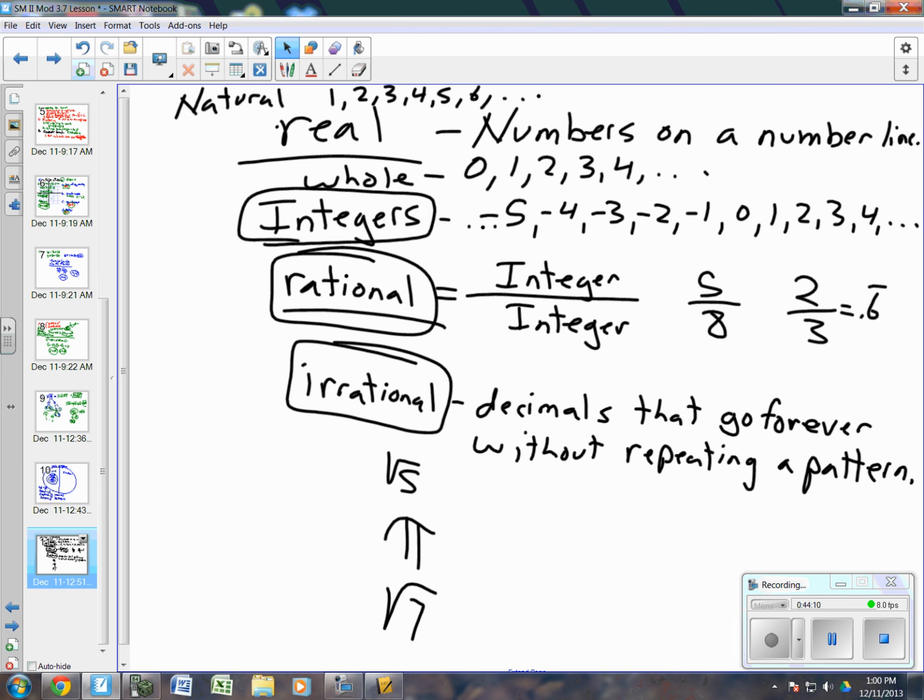Determine the nature of the x-intercepts, whether they're going to be rational, irrational, integers, or not real.